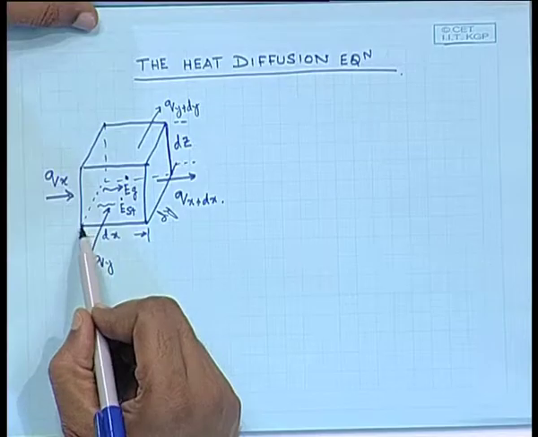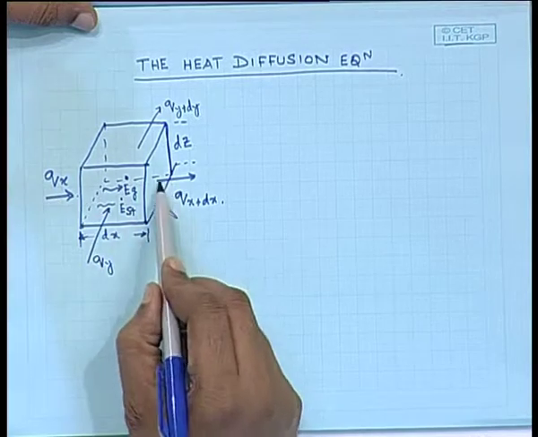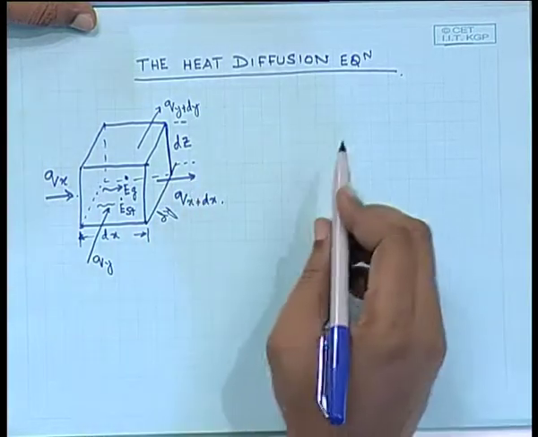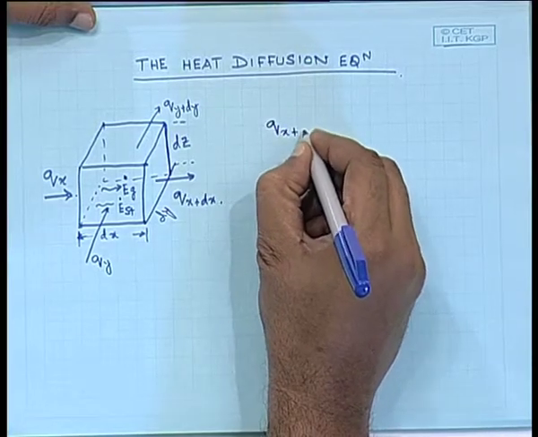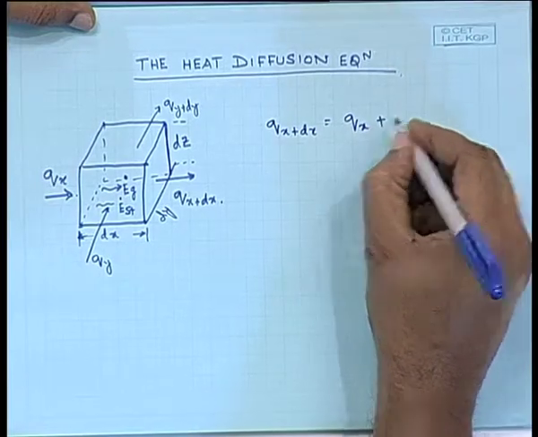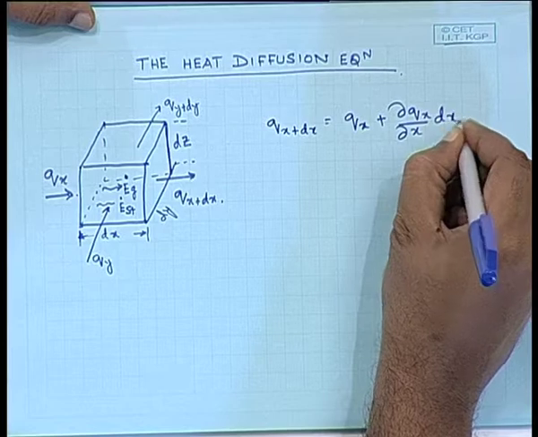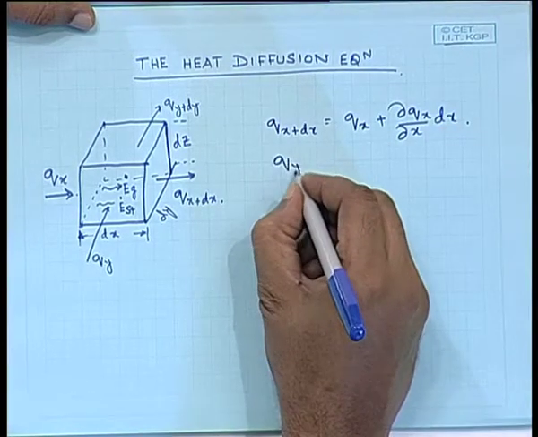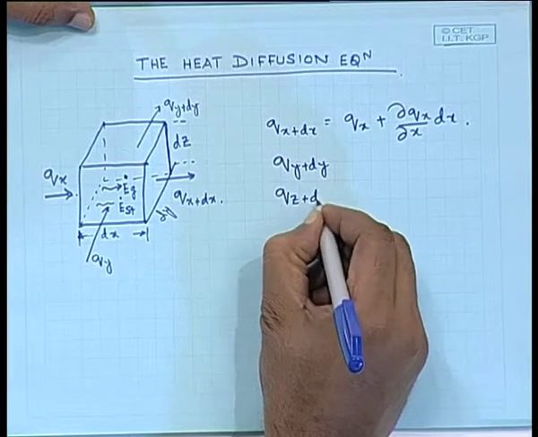So that it's very simple. Then I am going to start with this cube, where I have Qx coming into the system, Qx plus dx going out. So Qx plus dx would simply be equal to, by a Taylor series expansion, the same would apply for Qy plus dy and Qz plus dz.